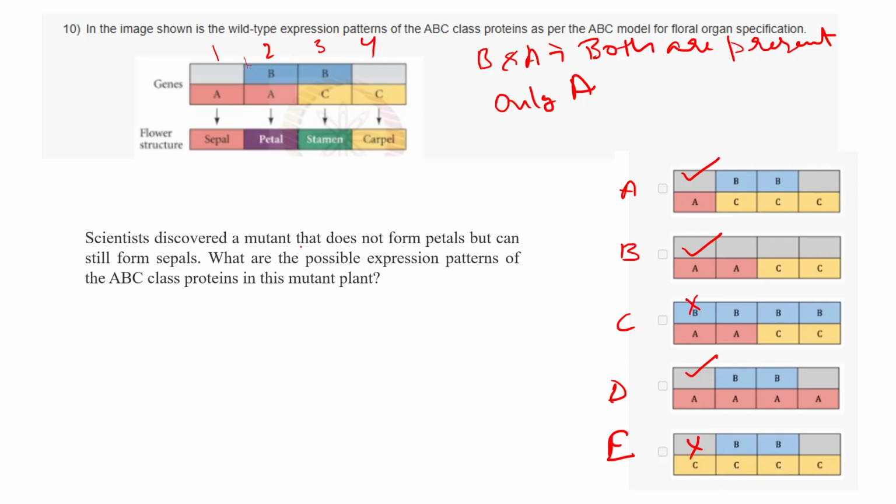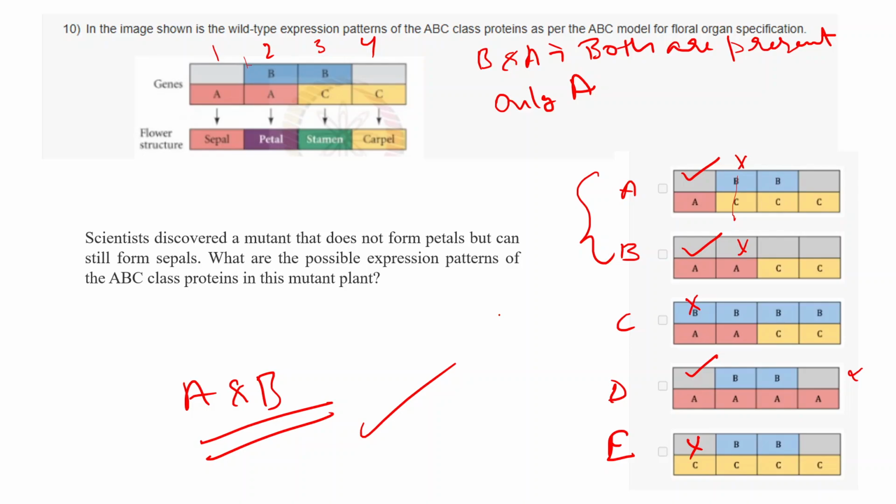We want the option where sepals are forming but petals cannot form. So for petals we need B and A. Here B and C. Can it form petals? No. Here A is present. Will it form petal? No. Here B and A are present, so it will form petal. But we need the ones which cannot form petal. So again, this is not it. So from here we get the correct answers are A and B.